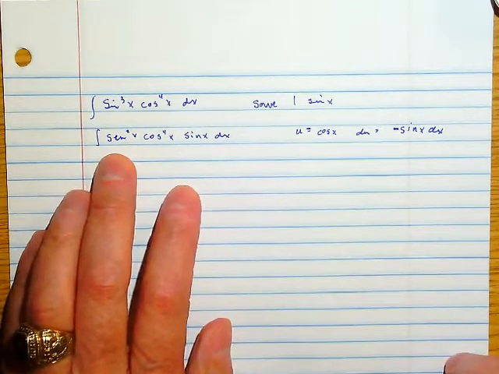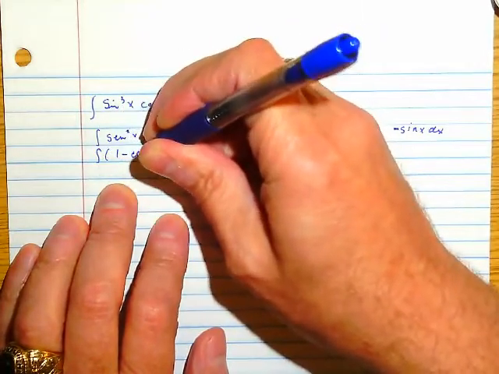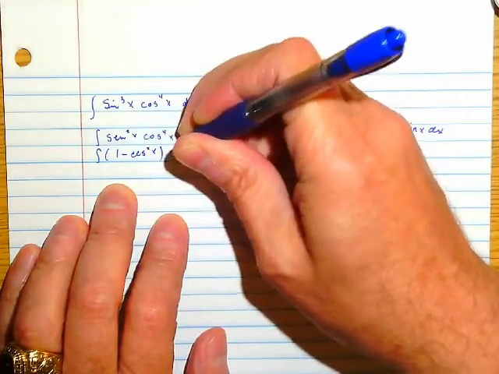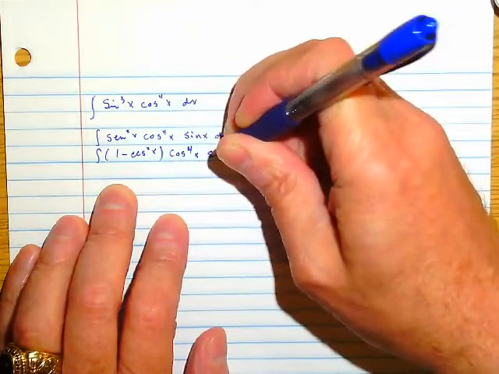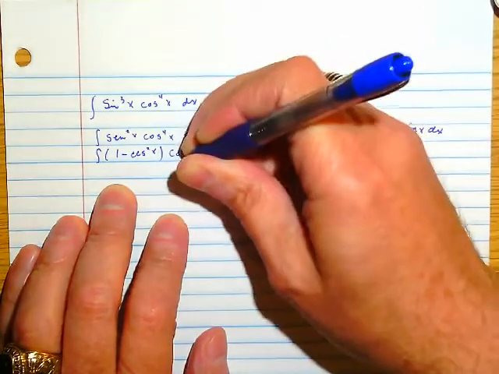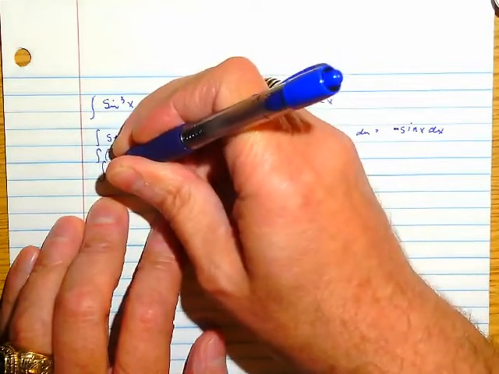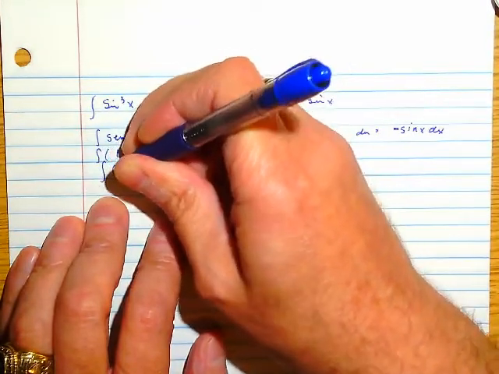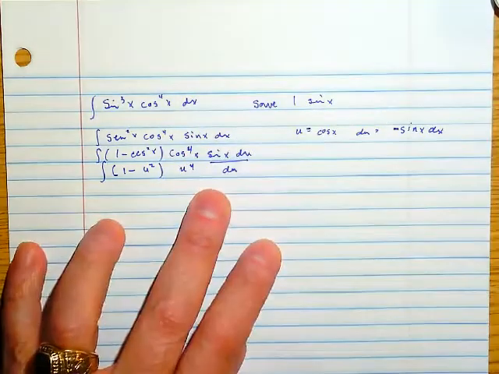I'm going to convert sine squared. The integral of 1 minus cosine squared x times another cosine squared x times sine x dx. Well, we've already said that that part is du. This is u, and this is u. In fact, let's go ahead and write the rest of our integral here: 1 minus u squared times u to the fourth times a du.